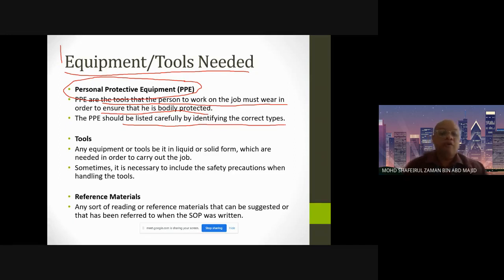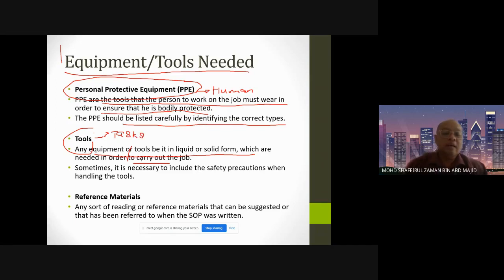Right, for the tools here, any equipment or tools, be it in liquid or solid form, which are needed in order to carry out the job. So as you can see, when you are talking about PPE, it's going to be very simple. We are actually referring to the human, you yourself. What are you going to need? The tools are actually for you to perform the task. When you're going to perform the task, you need these tools.